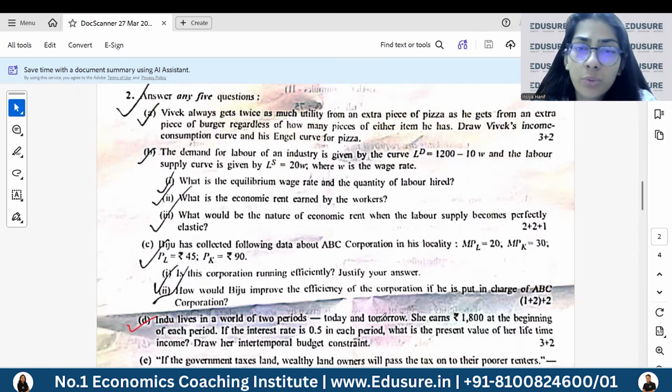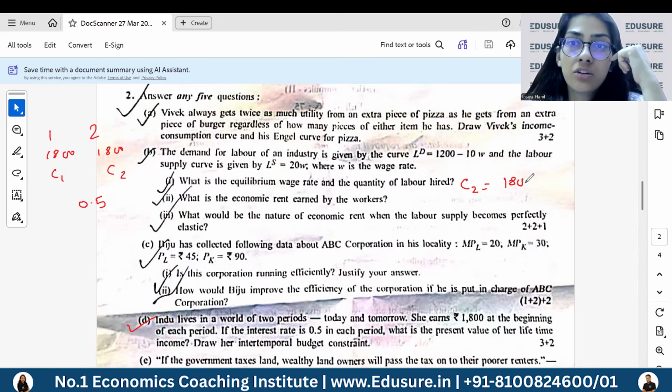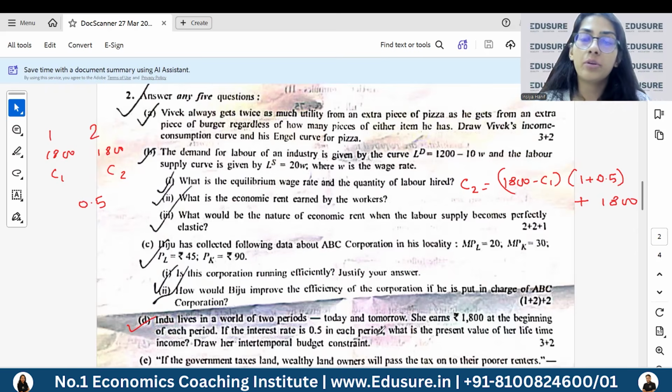So this is a very, very straightforward question. Two periods, 1800, 1800, C1, C2 is 0.5. So we always try to form it according to C2. So C2 will be 1800 minus C1, times 1 plus R, which is 0.5, plus 1800. Okay, तो यहाँ से आपका intertemporal budget constraint भी आ जाएगा, and for present value also, you just have to shuffle this to get the present value, right? तो ये आपका हो गया.